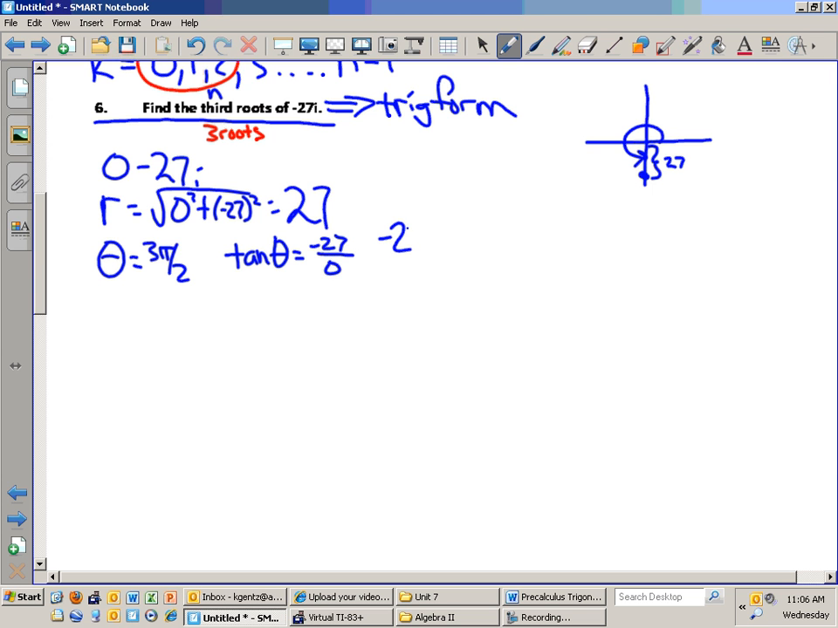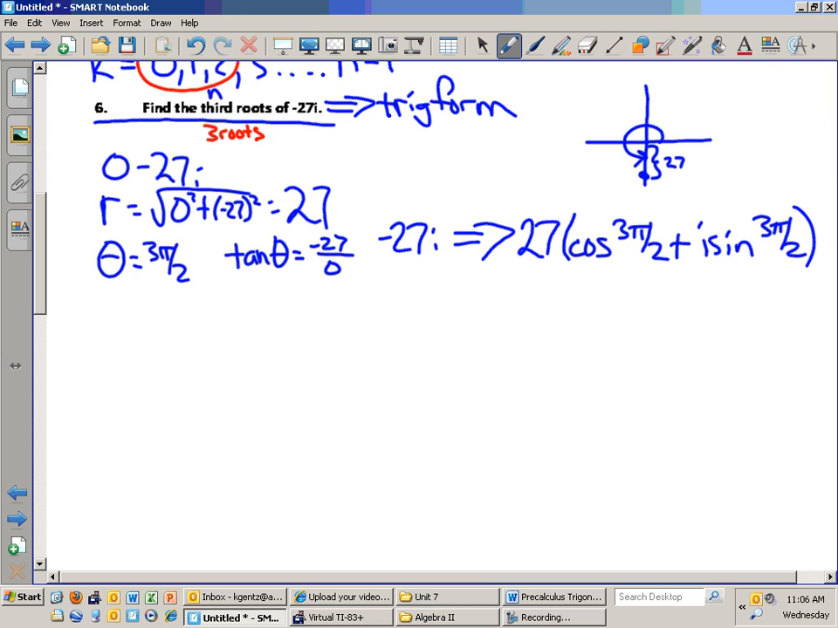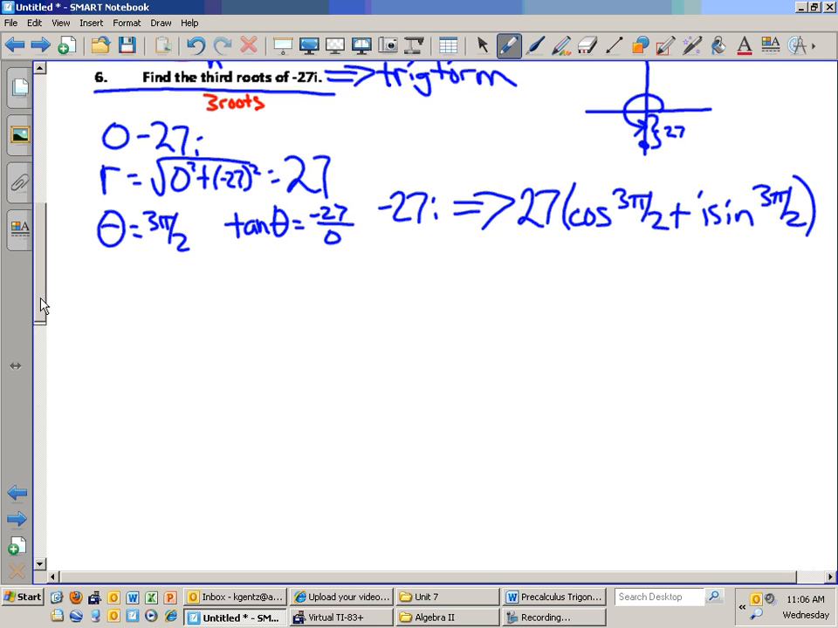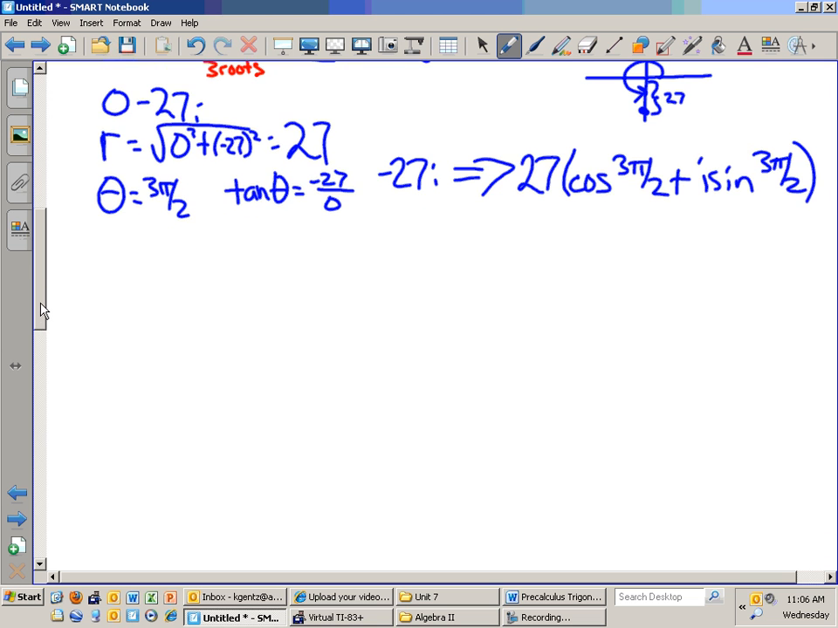So negative 27i converts to r, which is 27, times the cosine of 3 pi over 2 plus i times the sine of 3 pi over 2. Right? So I've got the trig form. Now it's time to use it.